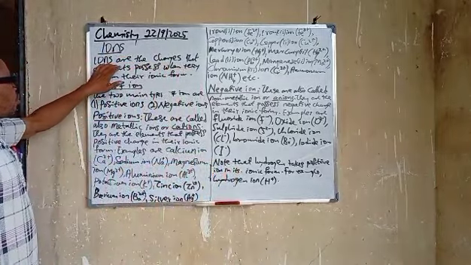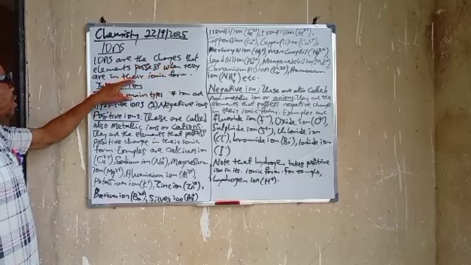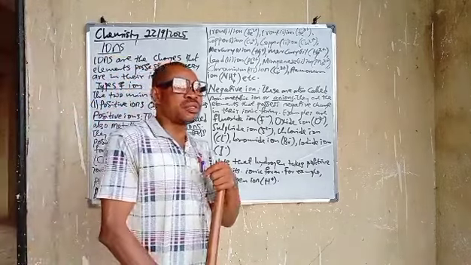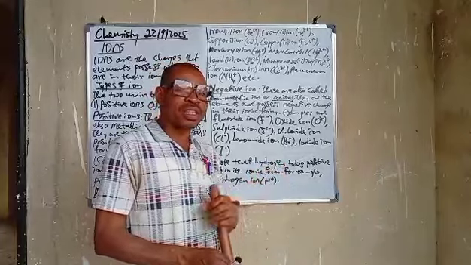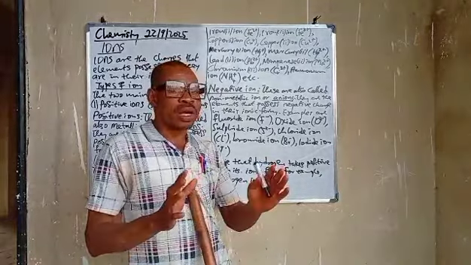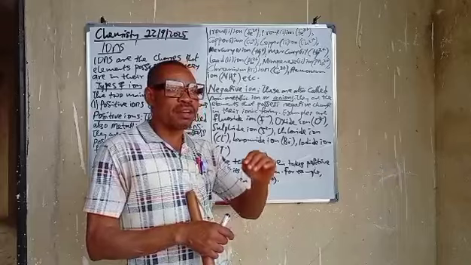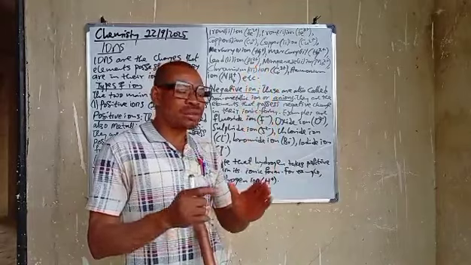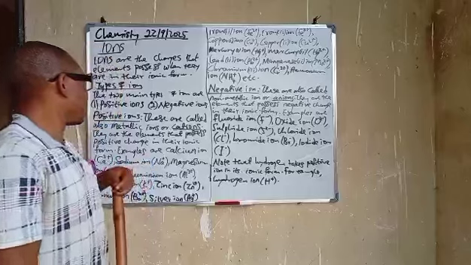We now define ions as the charges that elements possess when they are in their ionic form. When an element is written in its ionic form, or a radical is written in its ionic form, we call them that they are in their ionic form if they have either positive or negative charges. So we now say that they are in their ionic form. That is what we define here.